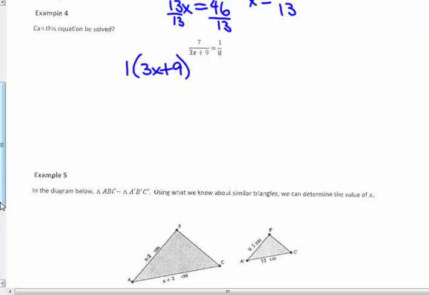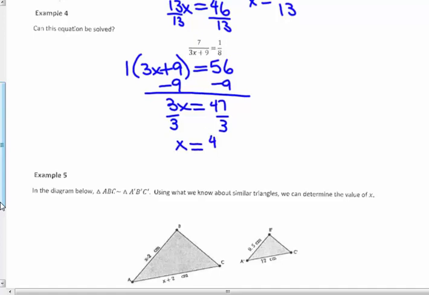3x plus 9, equals 7 times 8 is 56. This one's much easier. So 3x plus 9 has to equal 56. I'm not going to distribute 1 because that's kind of silly. So when I subtract 9 from both sides, I get 3x equals 47. And dividing by 3, x equals 47 thirds. Again, a rational answer. 47 thirds times 3 is going to give me 47. 47 plus 9 is 56. So I get 7/56. Does that equal 1/8?